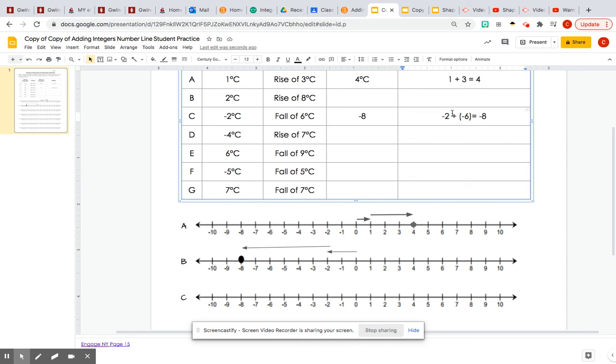Okay. So see what you can do on this, and we'll definitely go over it tomorrow. Just keep in mind your keywords. Rise is an increase, or we're moving to the right, and fall is a decrease, or we're moving to the left. Okay, I think you guys will do fine, but we'll go over it tomorrow, and I hope you have a good rest of your day.